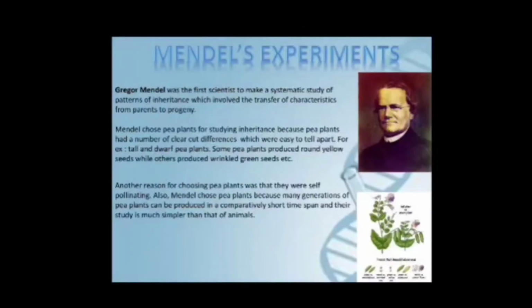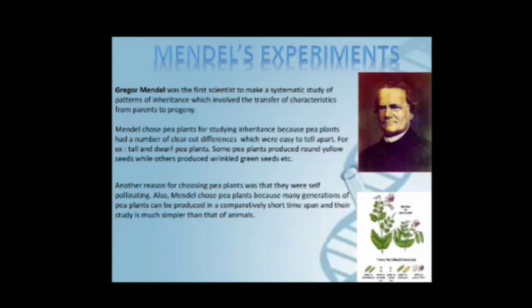So students, in our previous video, we had studied the chapter till now. Now we are going to start with Mendel's experiments. Now, first of all, who was Mendel? So Gregor Mendel was the first scientist to make a systematic study of patterns of inheritance, which involved the transfer of characteristics from parents to progeny. Mendel is also known as the father of genetics.